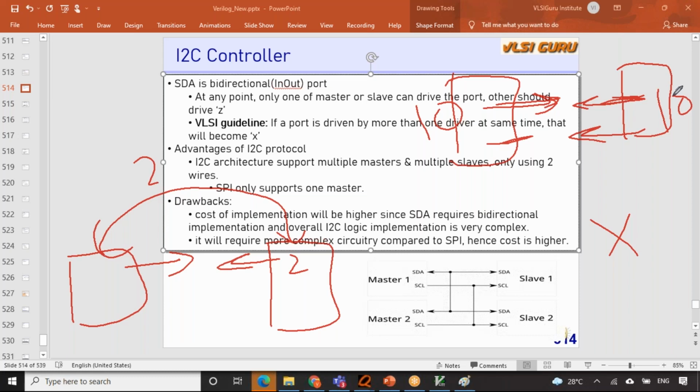It is all because SDA is bidirectional. I mean, IO port. It's called an in-out port. In-out port means it's bidirectional. This concept actually makes I2C coding difficult. I'm not able to tell the difficulty. When you start doing it, you will realize the difficulty. Because you will realize that anytime one of them is driving, both of them drive even for small time, that time SDA will go to X. You need to have a very clean synchronization where when one is driving, immediately the other should not be driving. When the other is driving, the first one should not be driving.